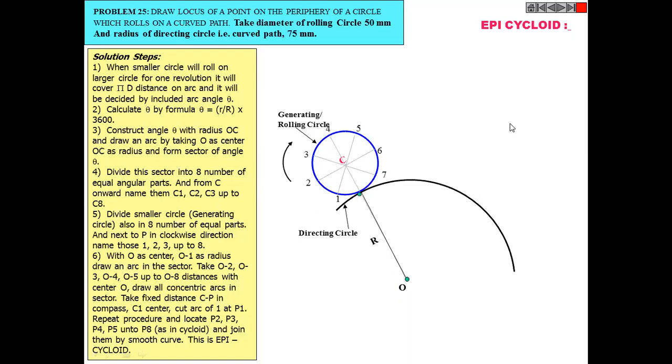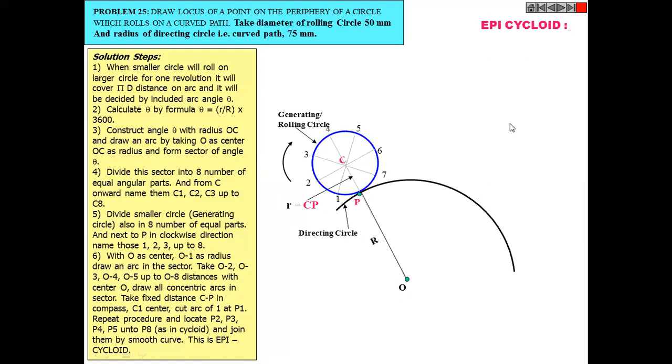Then we have one point. This is the point which is being discussed or which is to be traced. That is P. And its radius, this radius, is equal to CP. What is the dimension of this CP in the given problem?